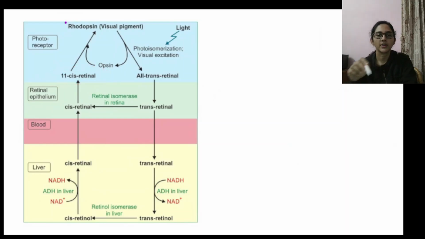So what is the purpose of this Wall's visual cycle? This you can just memorize. It's very easy if you know how rhodopsin is formed, and how it gets photoisomerized, and it's bringing back 11-cis retinal.